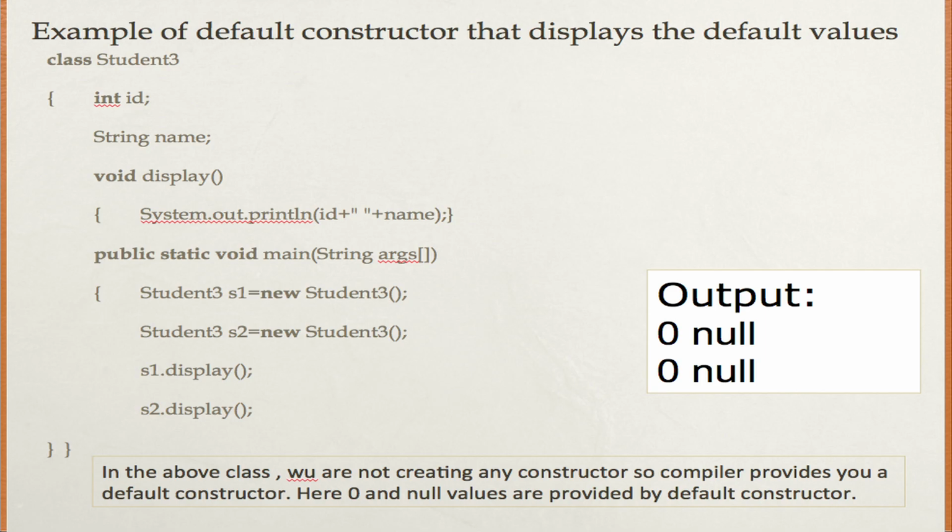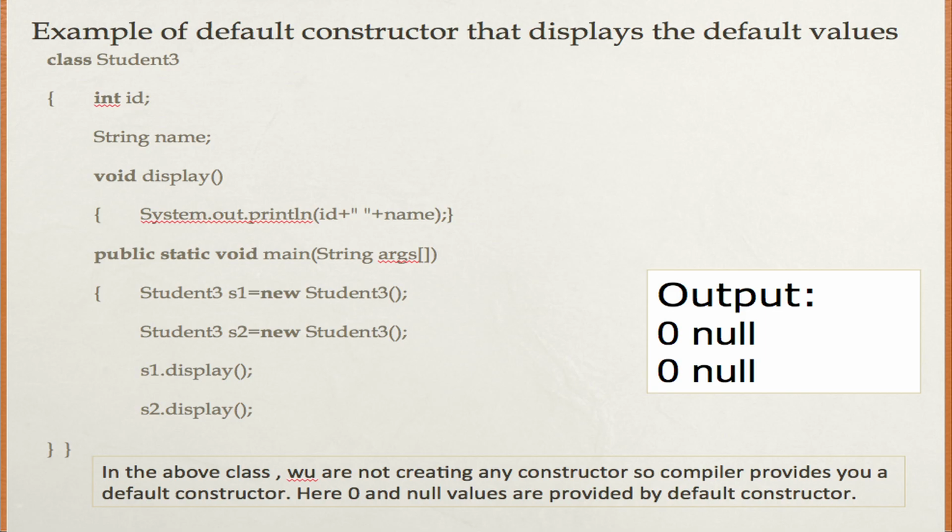Inside the same class we have the display function where we are printing id and name, but we are not initializing id and name anywhere in the class. In this student3 class we are not initializing the value of id and name. So how will it display the value of these two variables, id and name?